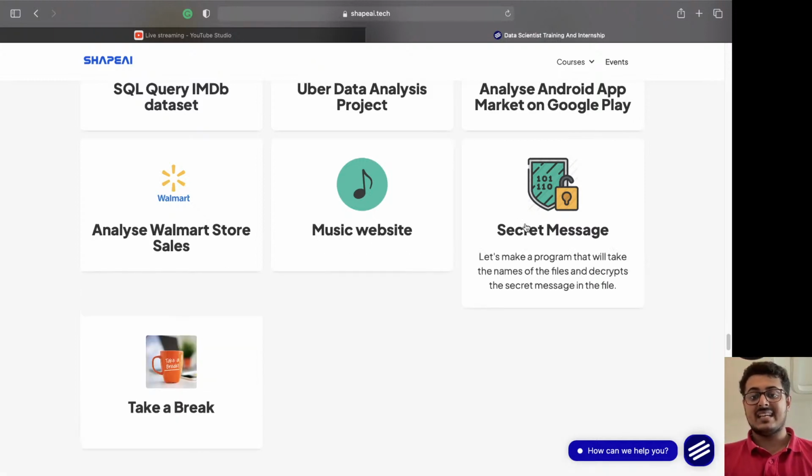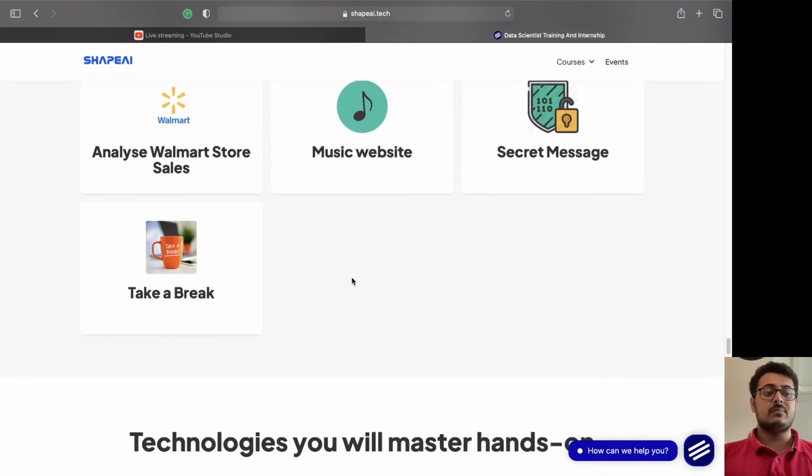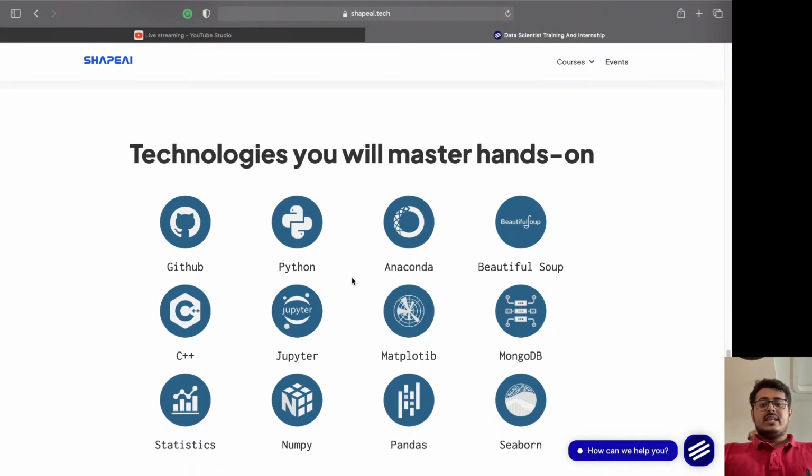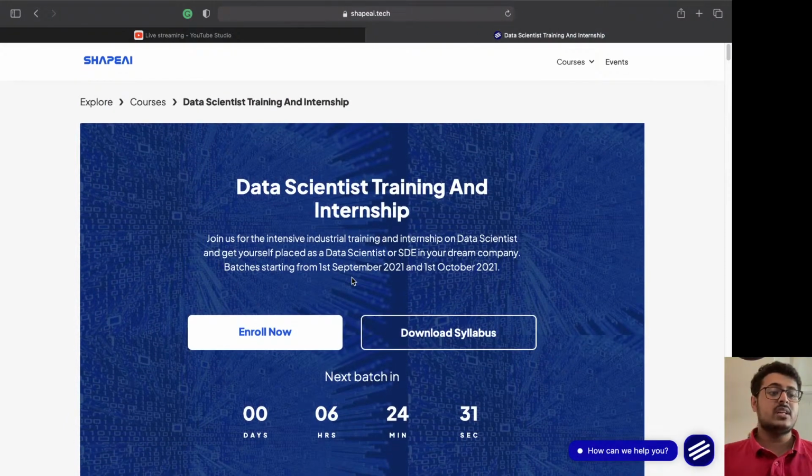Music website, and then secret message and take a break. So these are all the 3 Python based projects that you will be starting off with. These are the various things that are extremely important, guys. Without this, you won't be able to get into a good MNC or a startup. These are something that you have to go into.